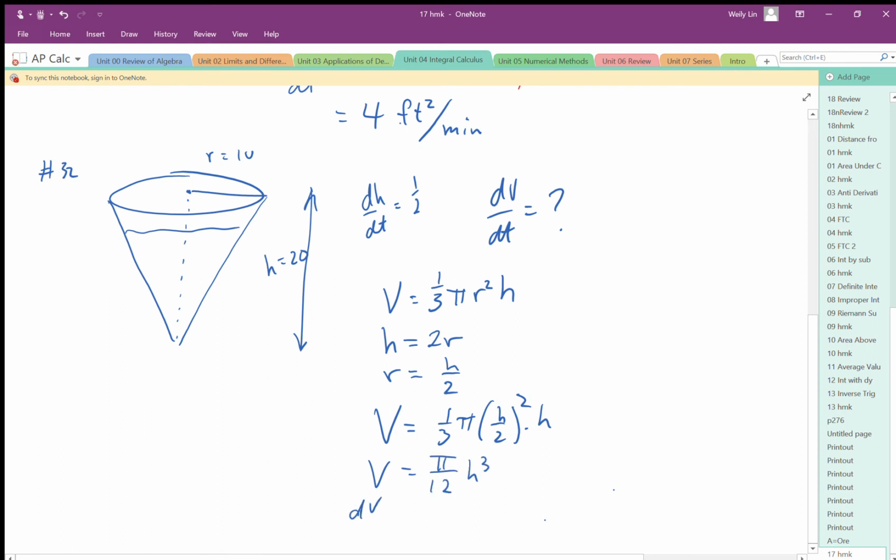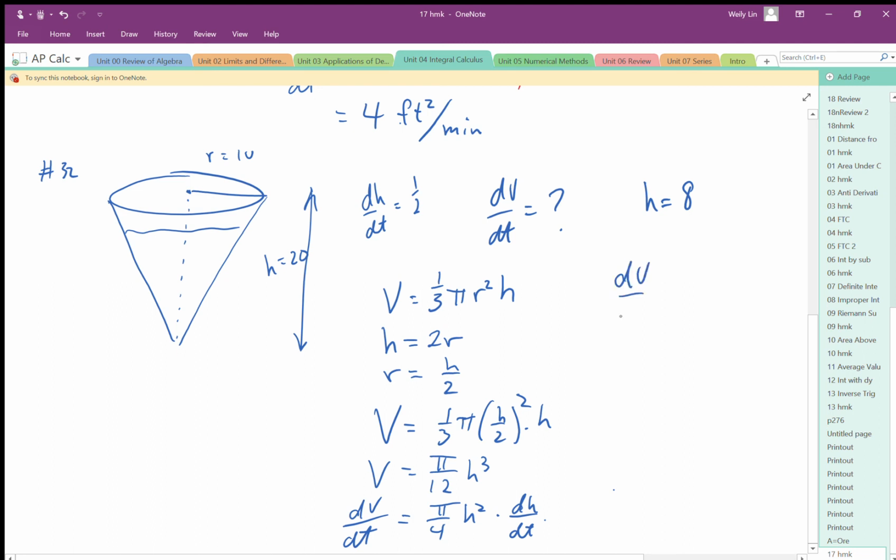So dV by dt, I need a little bit more room here, is equal to 3 times 3, so I get pi over 4 h squared times dh by dt. Okay. The question, I just realized I need h, and the question gives me h. It says that the reservoir is 8 feet deep. So now I have all the parts I need. I have h, I have dh by dt up here, so I'm just going to plug that in.